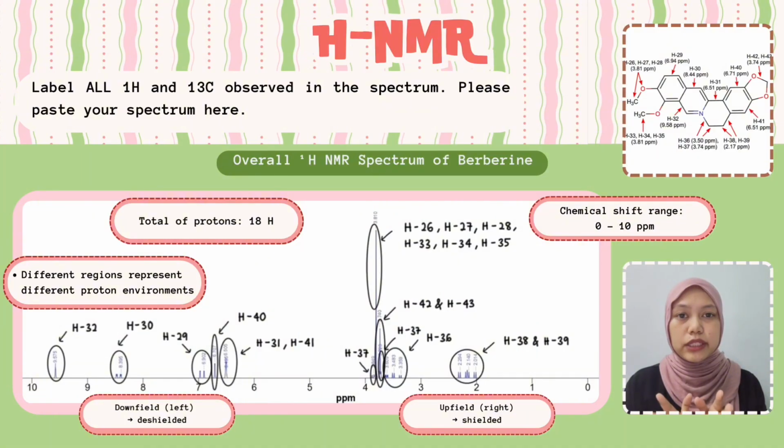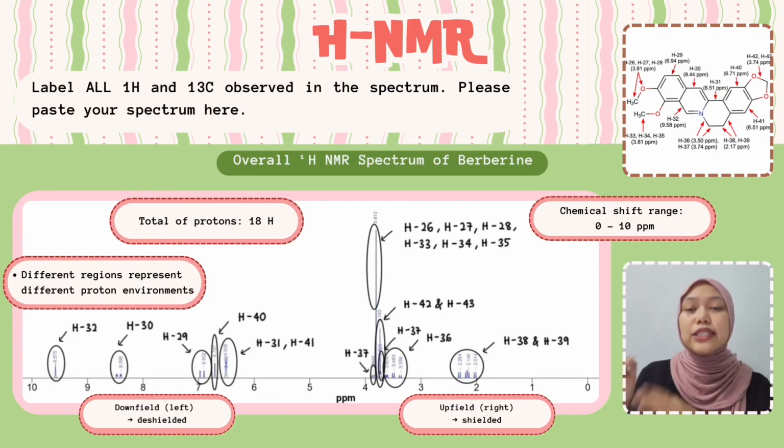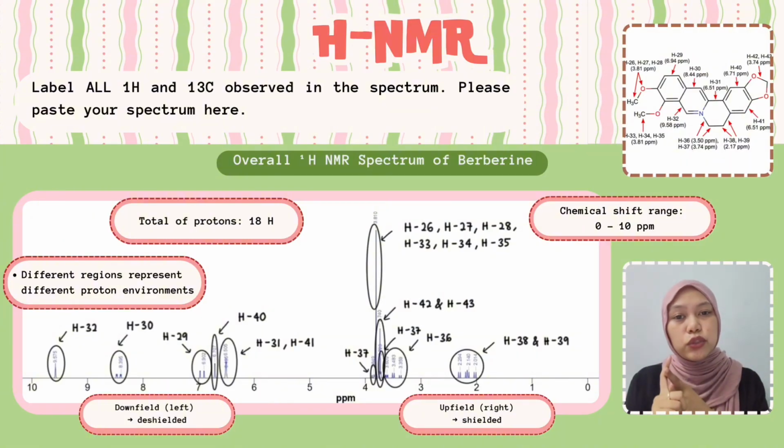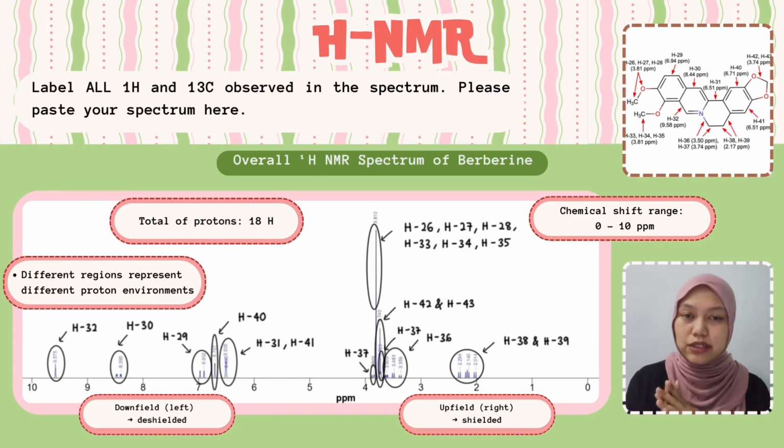In this spectrum, the chemical shift range is from 0 to 10 ppm. Signals appearing on the left side of the spectrum have higher chemical shift and are considered more downfield, meaning the protons are more deshielded. Meanwhile, signals appearing on the right side of the spectrum have lower chemical shift and are more upfield, meaning the protons are more shielded. Therefore, by analyzing the chemical shift, integration ratio, and also splitting pattern of the signal, we can identify and assign the corresponding protons in the berberine structure.